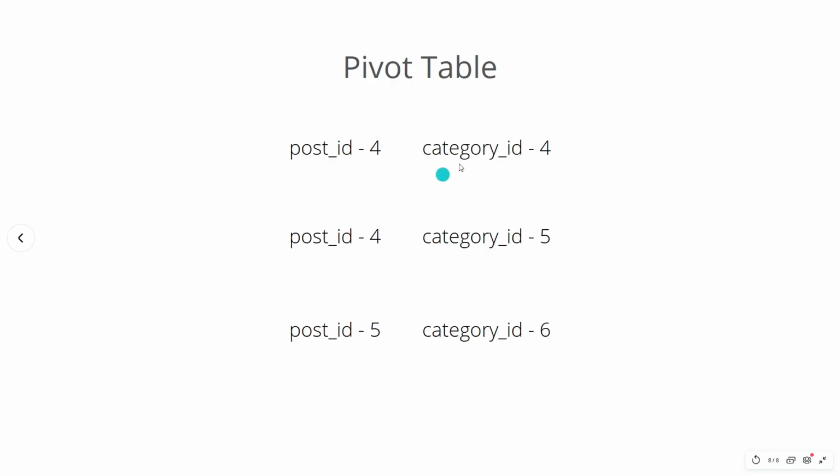Here you can see the definition of pivot table. Basically, pivot table will contain the primary key values of 2 tables which are sharing a many-to-many relationship. So basically, in our case, the post and category are sharing a many-to-many relationship. So in that case, we have created a pivot table to refer which post belongs to which categories and which category contains which posts. So here, our post ID 4 is of category ID 4, as well as our post ID 4 belongs to the category ID 5 too.